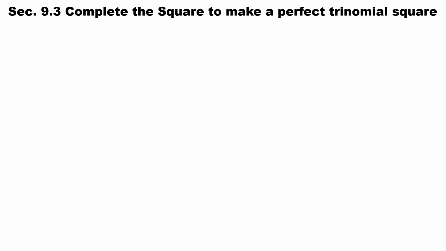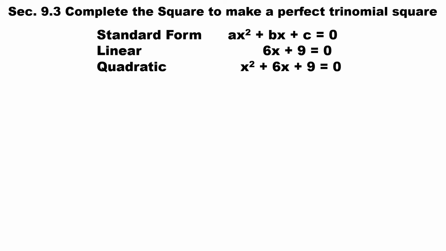Okay, section 9.3, we're going to learn how to complete the square to make a perfect trinomial square. Now, if you recall, standard form is ax squared plus bx plus c equals 0. Then we have this linear equation here with 6x plus 9. Remember that is 6x to the first, so it has the degree of 1. Any equation that has a degree of 1 being the highest degree is called a linear equation.